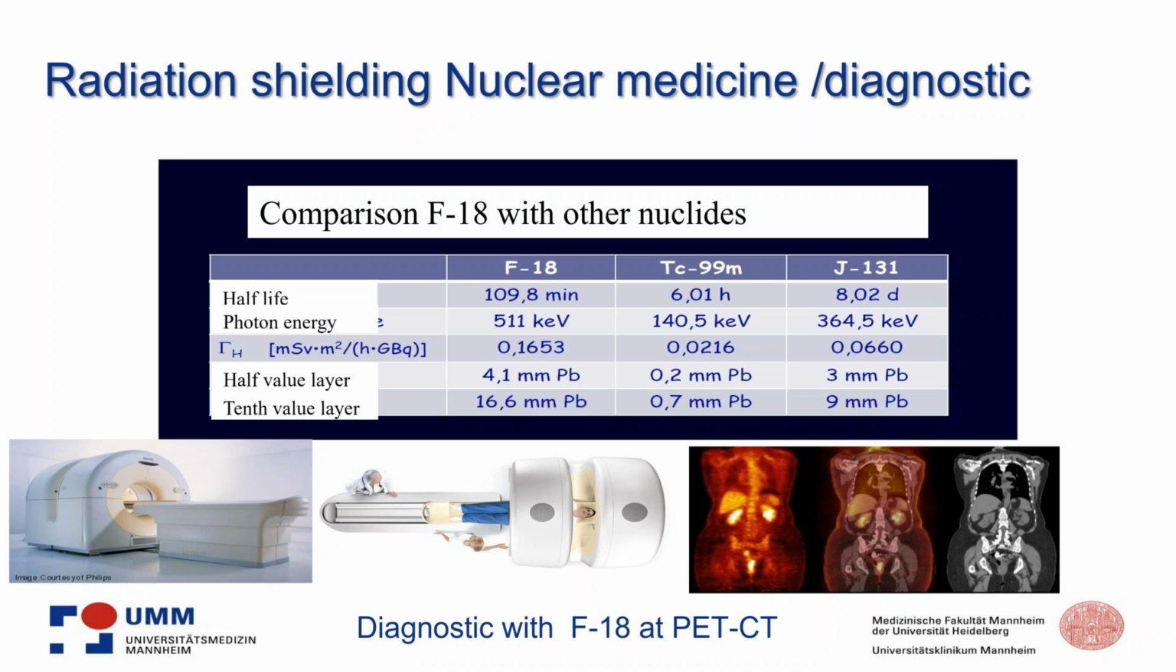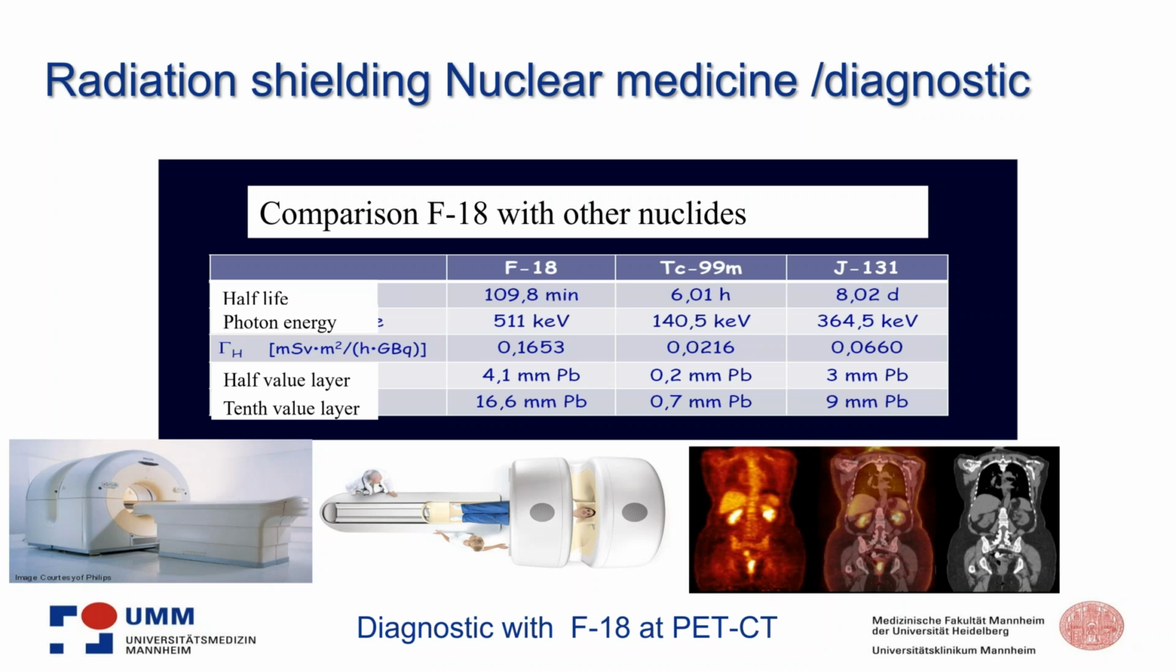You see the half-life values: for fluorine-18 it is relatively short. For technetium-99m it is 6 hours, and for the other it is 8 days. So with fluorine-18, you have the problem that the half-life is relatively short, so once you have this isotope, you have a very short time for your examination.